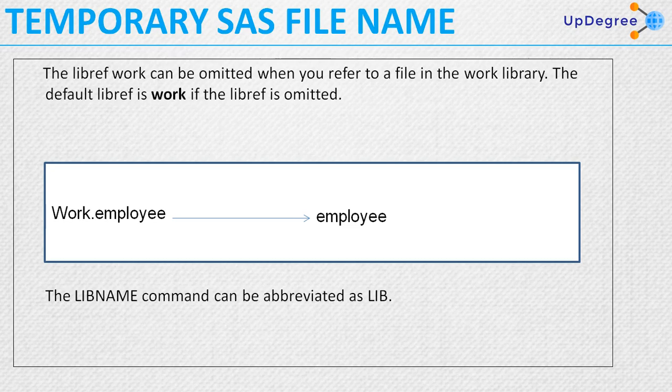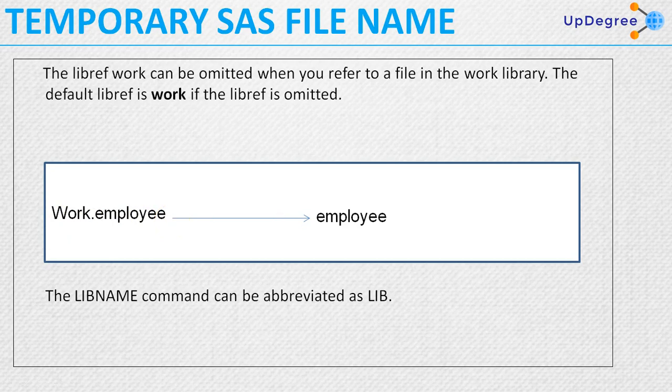But if our dataset is present inside work, it is not necessary to specify the library name as work. Say, for example, if we want to access the dataset employee located inside work, we can write it as work.employee. But since the employee dataset is present inside the work library, work.employee is equivalent to writing only employee. You will get the same output either way.